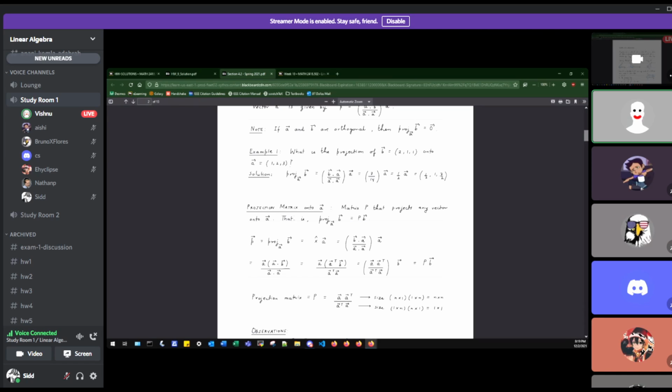The projection matrix P onto a vector A is a matrix that projects any vector onto A, which would mean multiplying matrix P by B would be the same as computing the vector projection of B onto A. Which is given by this formula right here, x.